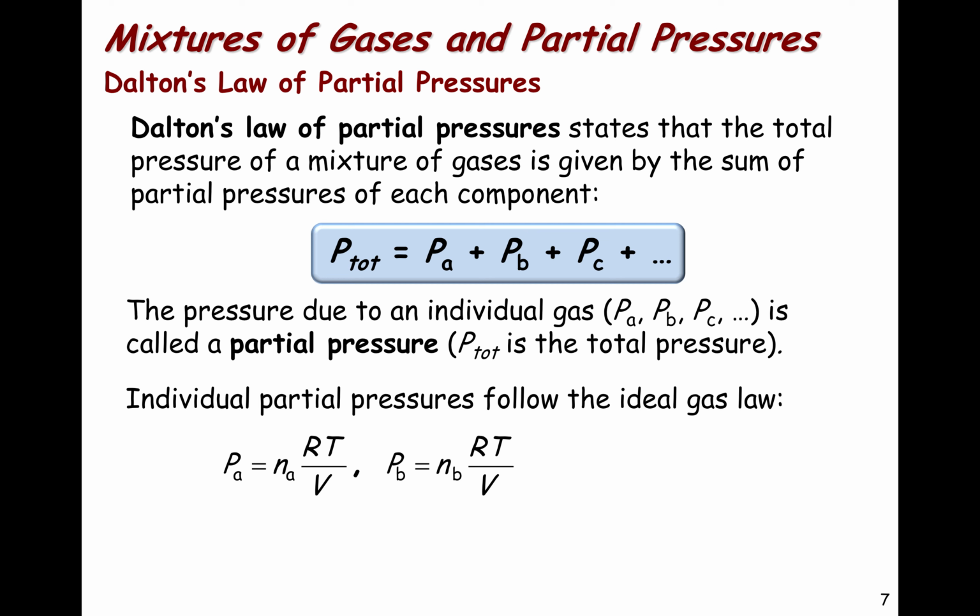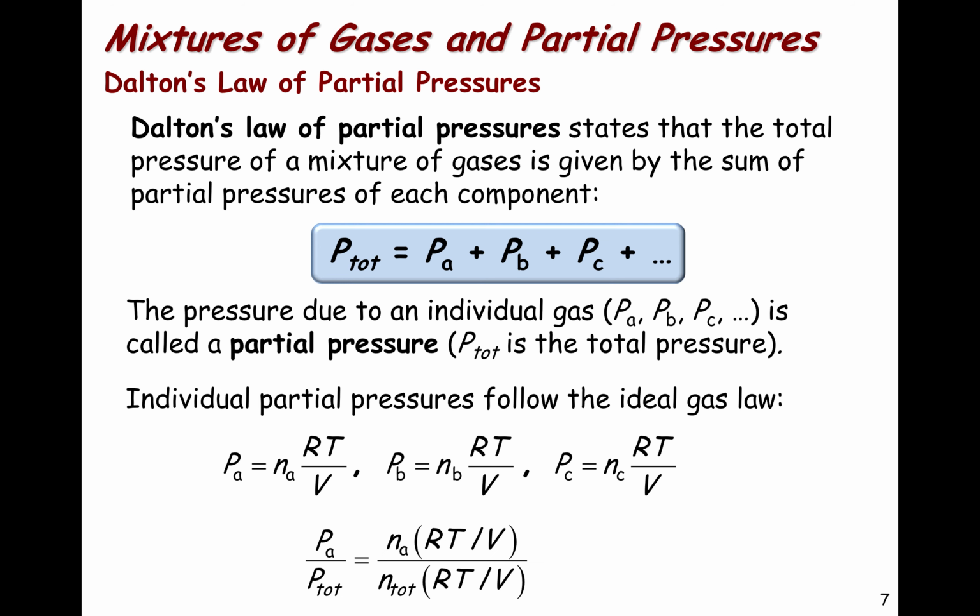And of course, this would also be true for another gas, which we would identify as gas B, and likewise would be true for gas C. It turns out that we could substitute all of these values into the equation that you see on the top there, and this would then give us a situation where the partial pressure divided by the total pressure has to be equal to the number of moles of an individual gas times the RT divided by V.